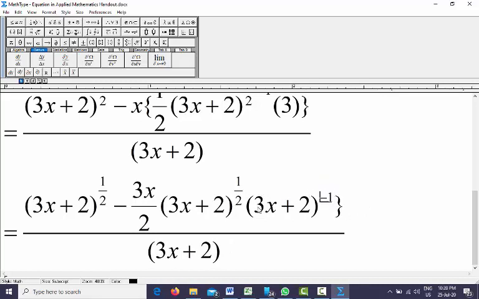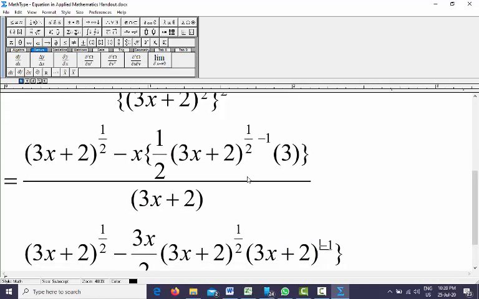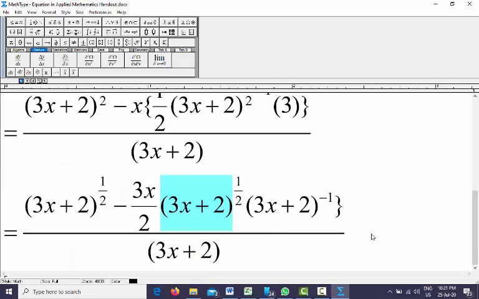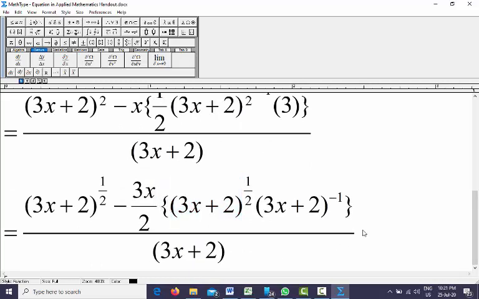So we will split it. We have (3x + 2)^(1/2 - 1). We can split it like that: (3x + 2)^(1/2) multiplied by (3x + 2)^(-1), because here the base is 3x + 2, and here the base is 3x + 2 again, and we are multiplying. If you multiply, the powers will be added together, so we will have 1/2 minus 1 back. That way you can easily split it, right?